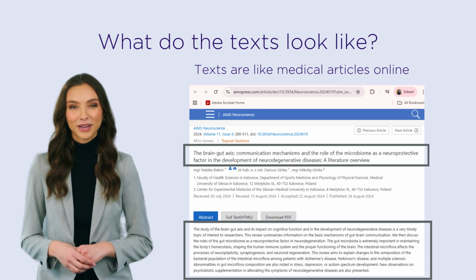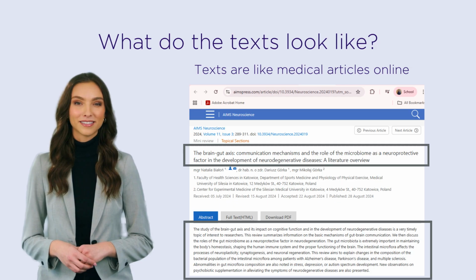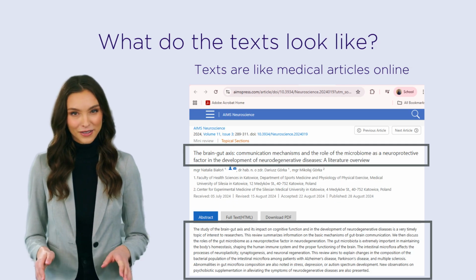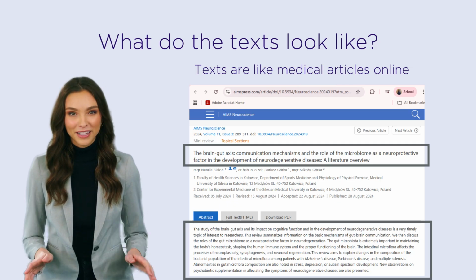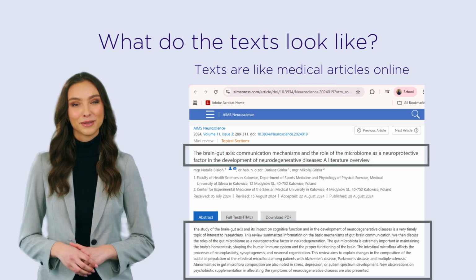The texts in Part C look like health articles on good websites or in health magazines. They are for the general public, not only for doctors. They are easier than research journal articles, but they still use some medical words.